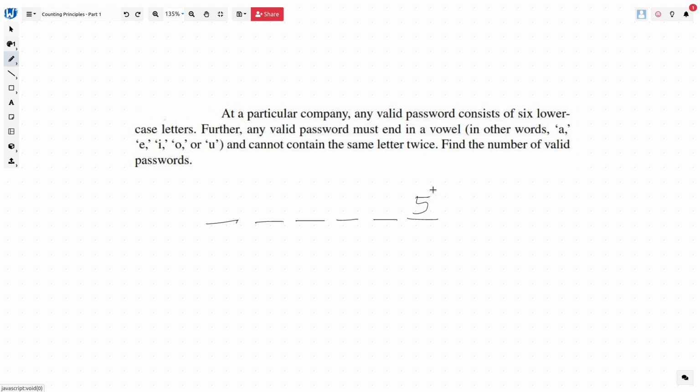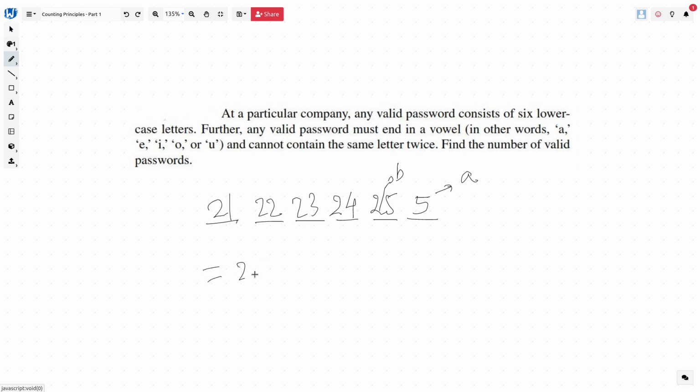So let's say we have the vowel A here. So how many ways can we fill this place? It could be anything but A, so there can be 25 ways of filling this, right? So let's say we use B here. So A and B are occupied. So how many ways can we fill this? This can be filled in 24 ways, because the same letter cannot be repeated twice. So similarly, this letter can be filled in 23 ways, this in 22 ways, this in 21 ways.